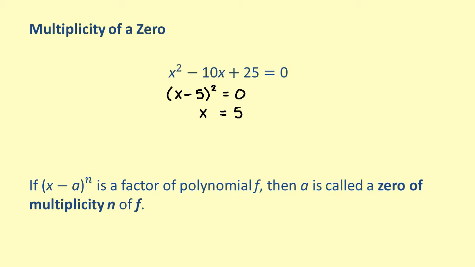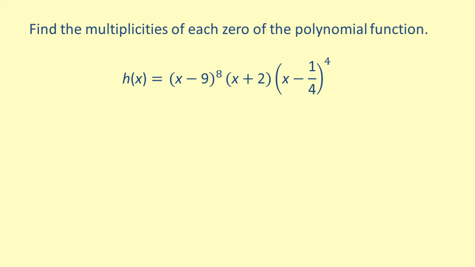Now, let's look at an example where we are asked to find the multiplicities of zeros of a polynomial function. Find the multiplicities of each zero of the polynomial function. H of x equals the quantity x minus 9 to the 8th power times the quantity x plus 2 times the quantity x minus 1/4 to the 4th power.